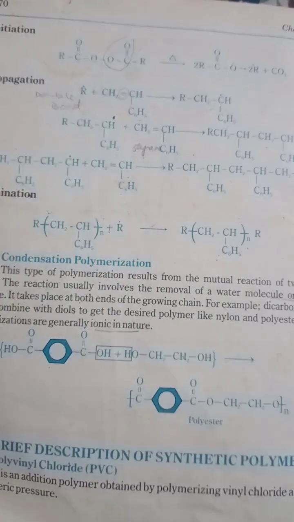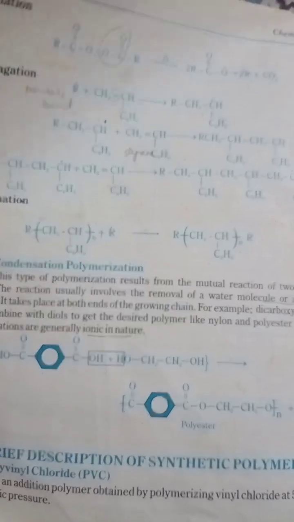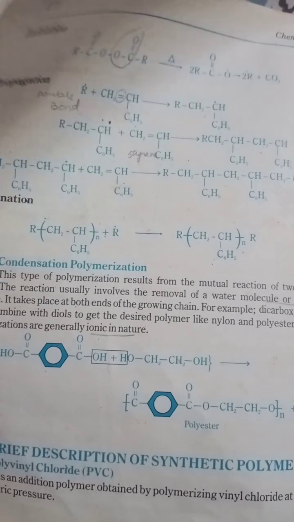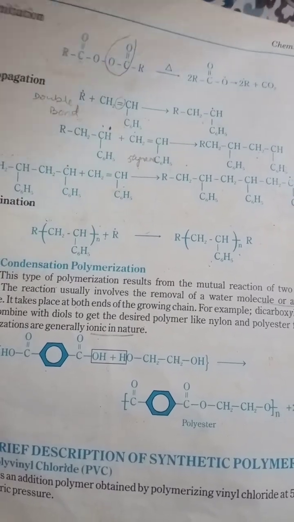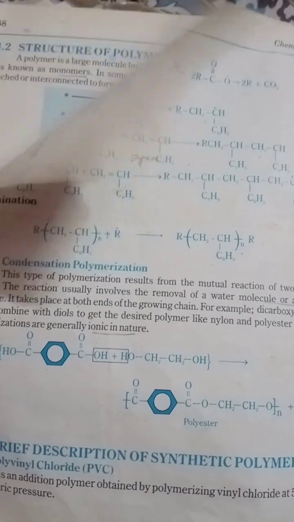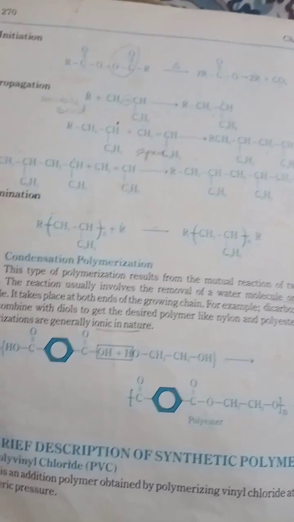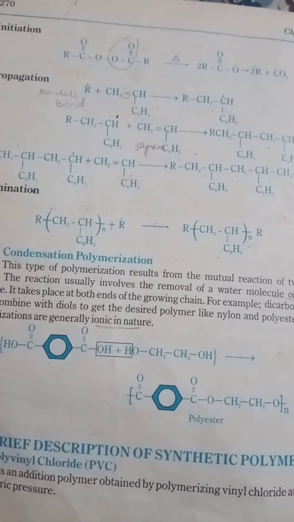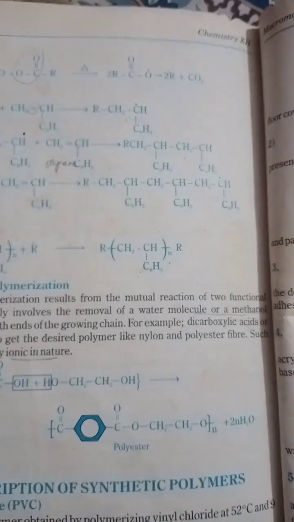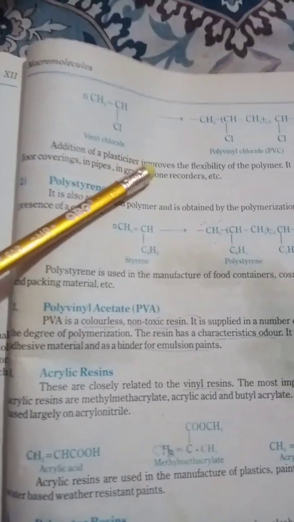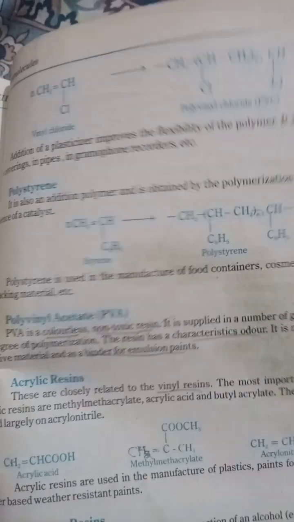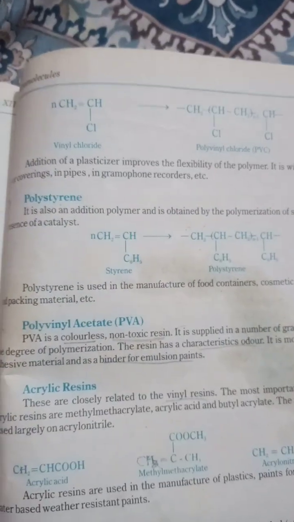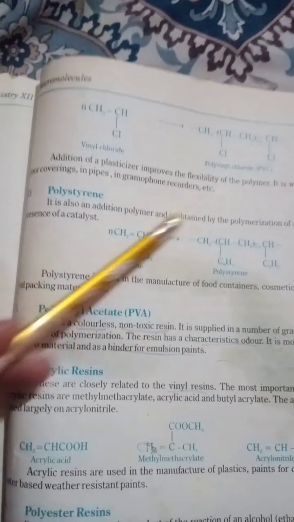Then a brief description of the synthetic polymers. Polyvinyl chloride is formed at a required temperature of 52 degrees Celsius and 9 atmospheric pressure. The vinyl chloride reacts with vinyl chloride and converts into polyvinyl chloride.